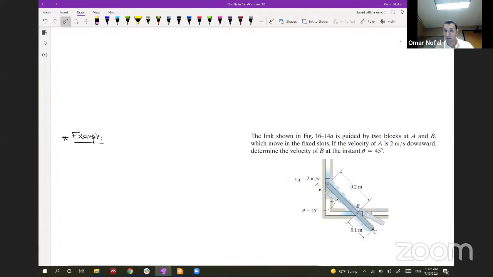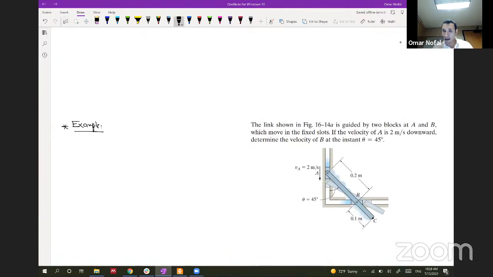Let's start this problem. We have a link AB. It's guided by two blocks at A and B, which move in a fixed slot. So A is forced to move in the Y direction and B is forced to move in the X direction because of this mechanism. If the velocity of A is 2 meters per second downward, so A is moving down, I know that B will be going this way. Determine the velocity of B.